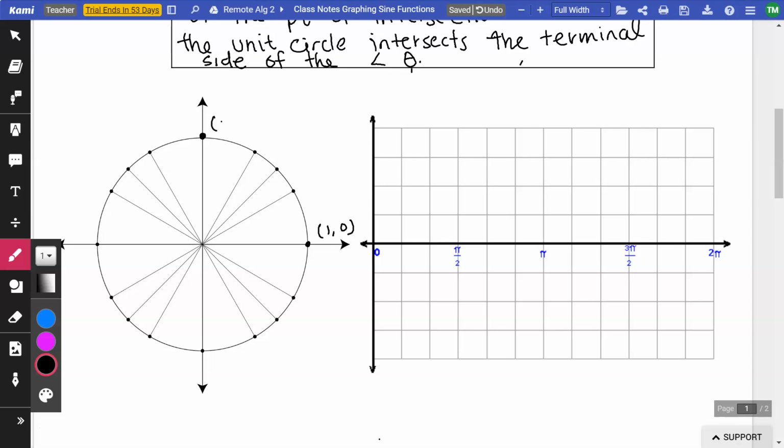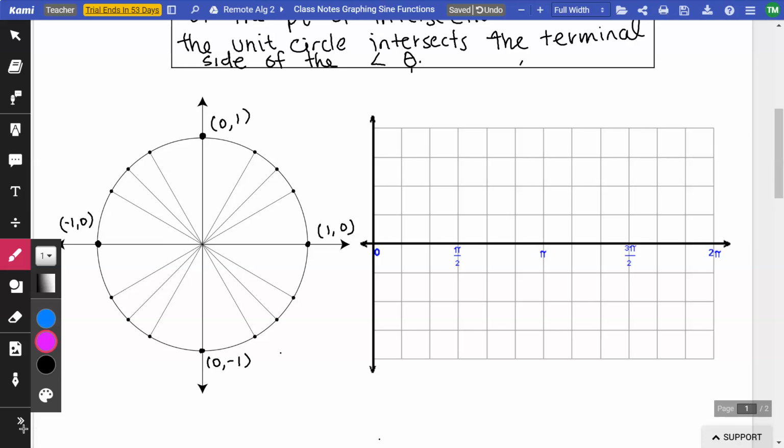This point would be 0, 1. This point would be negative 1, 0. And this point would be 0, negative 1. So what I want to do is label all of my points with the radian angle measure.